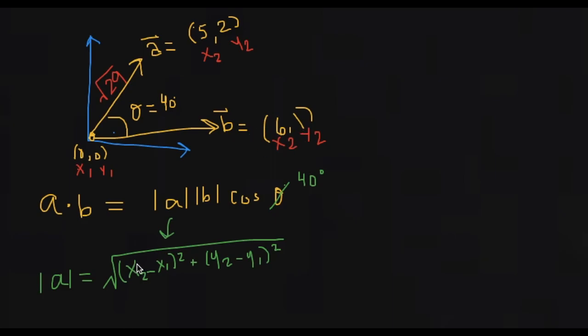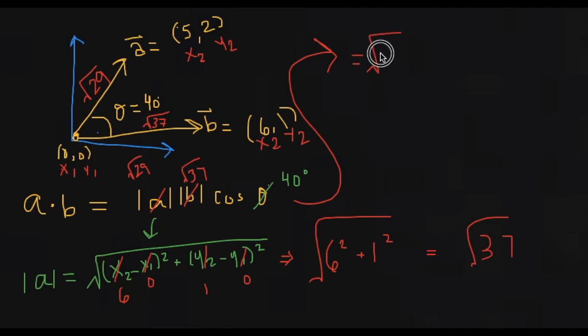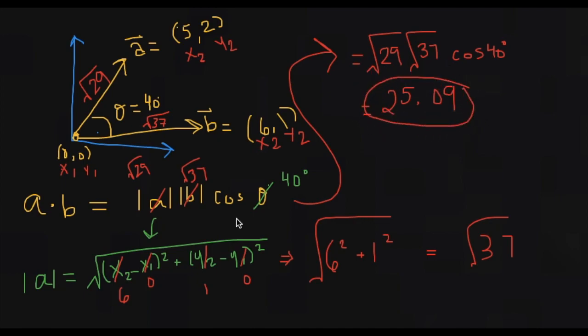Now, let's label vector B x2 and y2, and the beginning coordinates are still x1 and y1. Plugging these into our equation, we get the square root of 37. That means that the length of this vector is the square root of 37, which I'm just going to leave in radical form. Now we can find the dot product. It is just equal to the square root of 29 times the square root of 37 times cos of 40 degrees. You can leave it like this or put it into your calculator to get 25.09 as your final answer. And that is how you would use both dot product equations depending on what you're given.